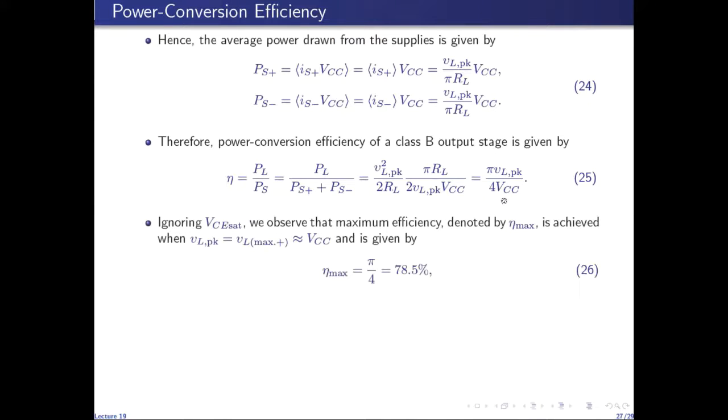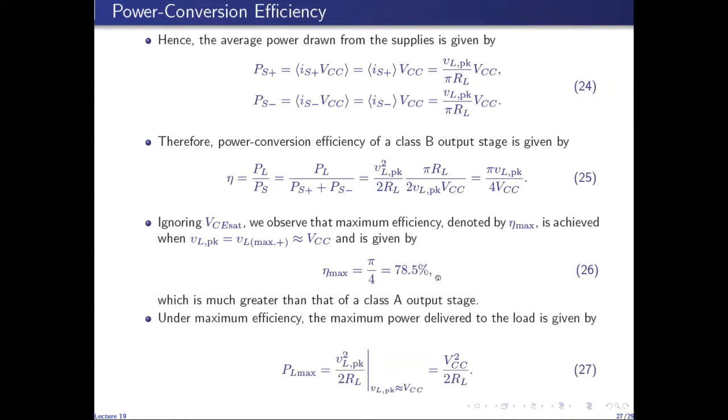So from this expression, we see that if we ignore VCE sat as we did for the class A amplifier, the peak value of the load voltage is approximately equal to VCC. So the load voltage then will swing from VCC to minus VCC. So the peak will be given by VCC, and when we put it back here, we obtain a maximum efficiency of pi by 4, which is about 78.5%. So like I mentioned before, the power conversion efficiency of the class B amplifier is much greater than that of the class A output stage.